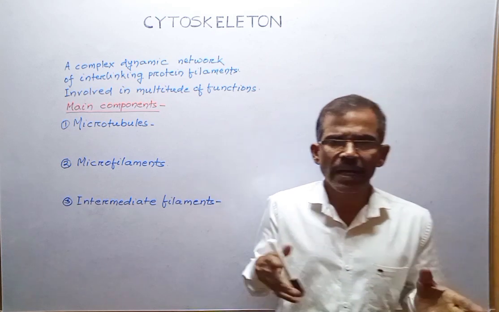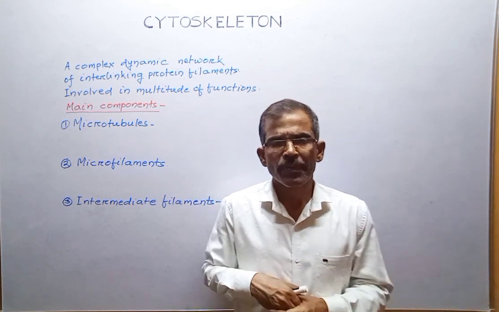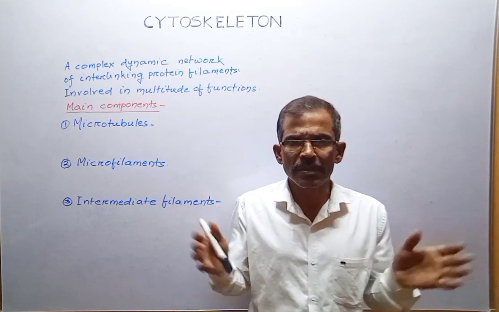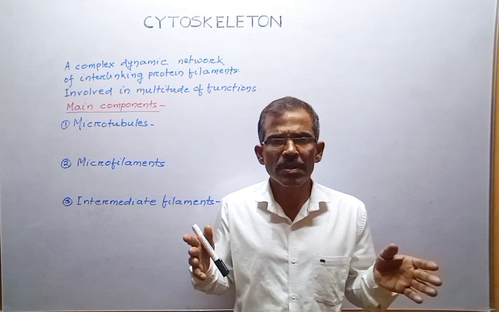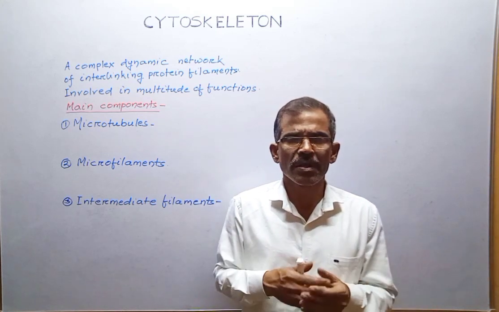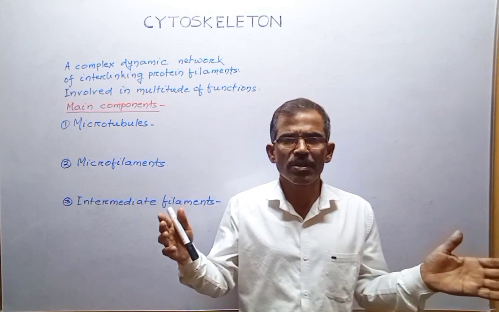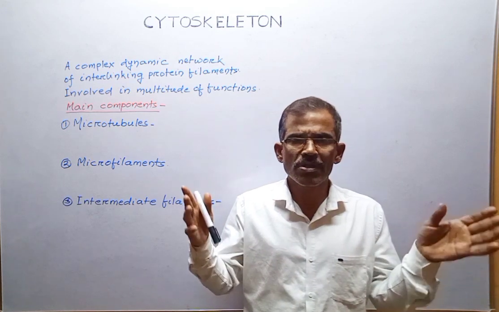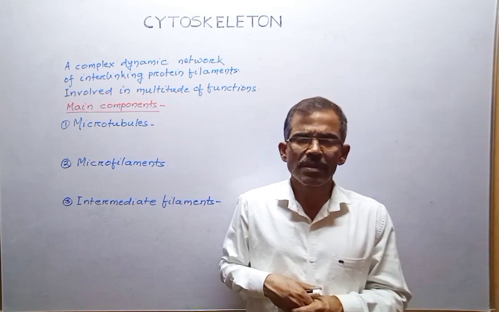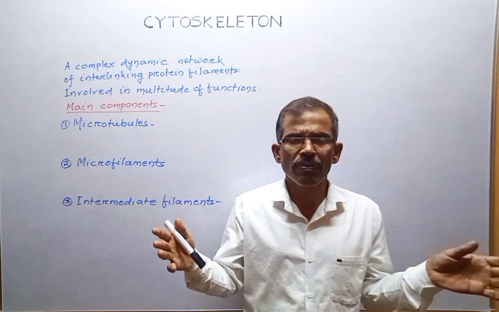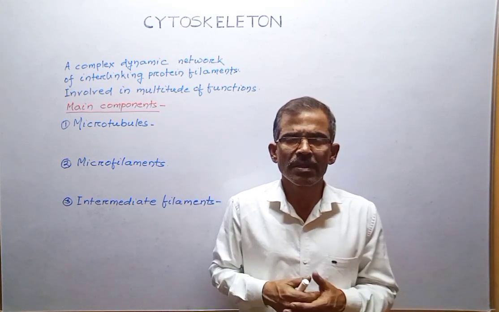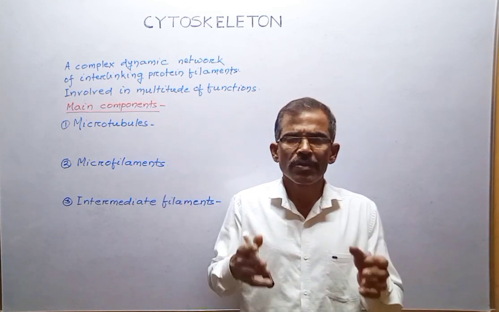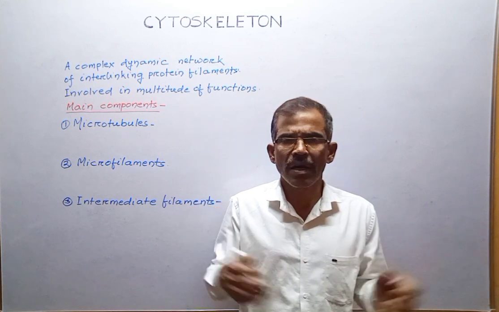Eukaryotic cells can adopt a variety of shapes. They also can carry out coordinated and directed movements. This becomes possible due to the presence of cytoskeleton which extends throughout the cytoplasm. The cytoskeleton, also known as cytomusculature, is a complex, dynamic network of interlinking protein filaments present in the cytoplasm of all cells including those of bacteria and archaea.